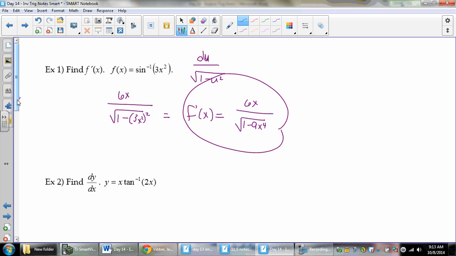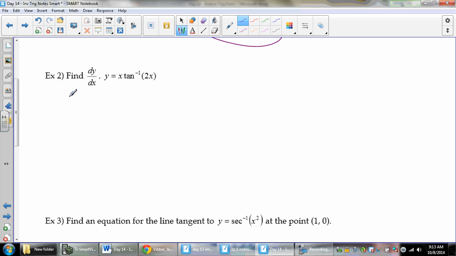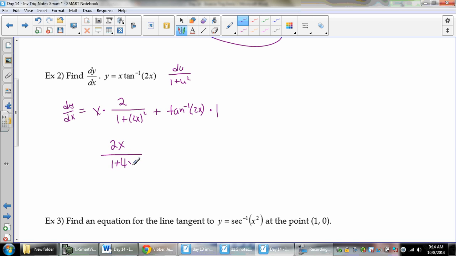If I have x inverse tan 2x, I'm going to need a product rule. So dy dx is going to be the first times the derivative of the second. The derivative of inverse tan is du over 1 plus u squared. So it's going to be the derivative of 2x, which is 2, over 1 plus 2x squared. So there's the first times the derivative of the second, plus the second times the derivative of the first, which is 1. So my derivative is 2x over 1 plus 4x squared plus inverse tan 2x. And there's my other derivative.